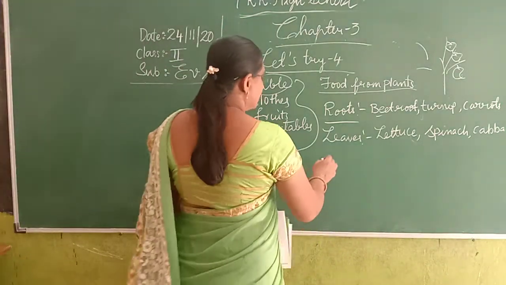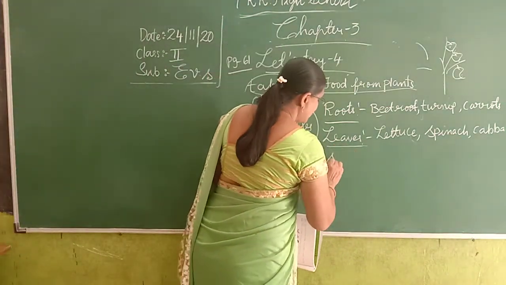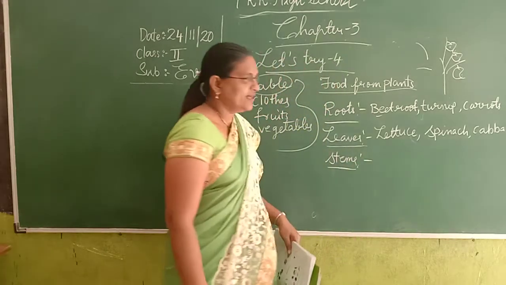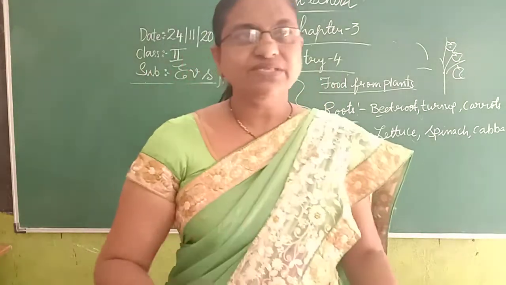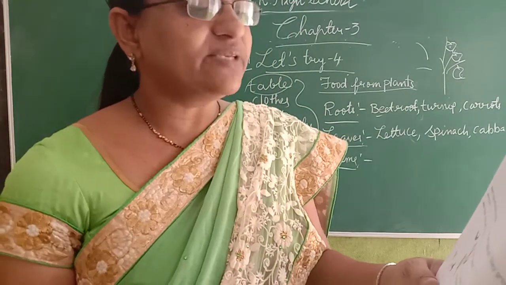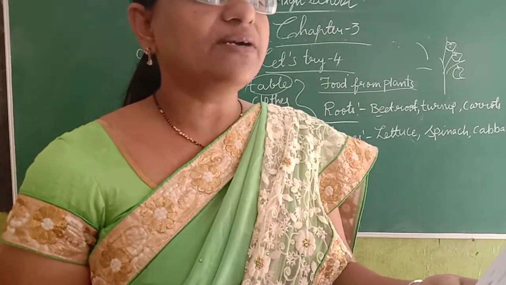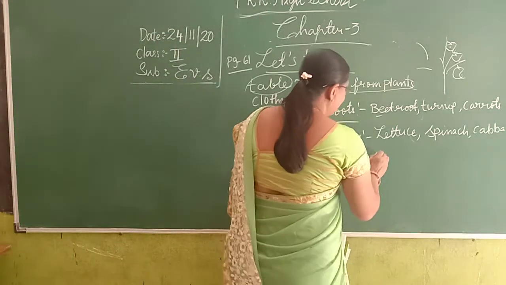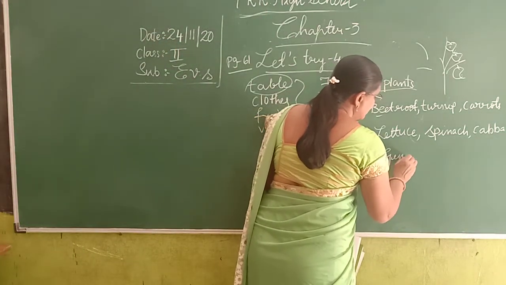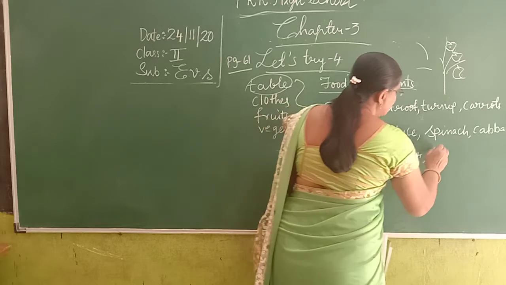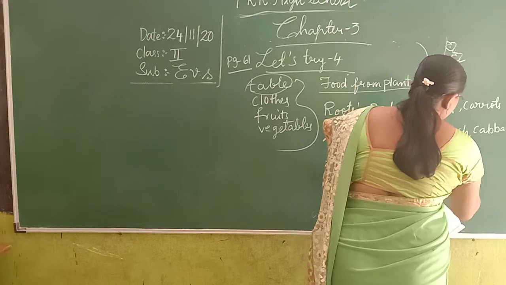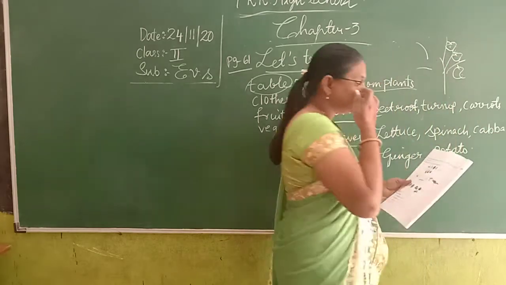So we are eating the stems of a plant also, children. Stems. In nature the stems we can't eat, no. But what are the stems? Ginger and potato are the stems. Ginger means allam. Ginger and potato. Potatoes are the stems. These stems are special.